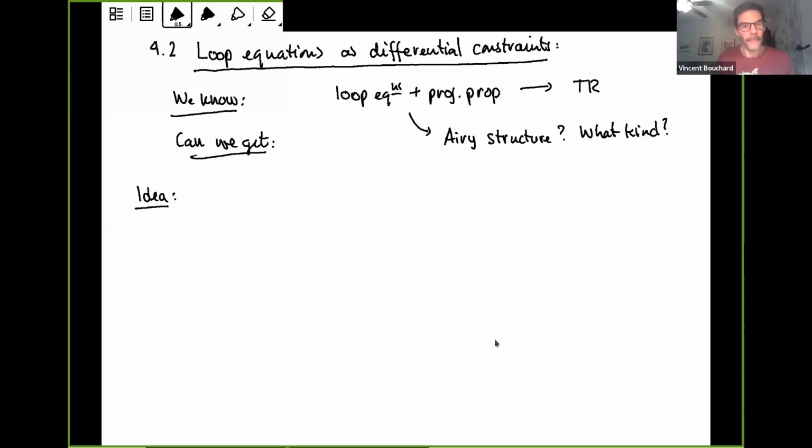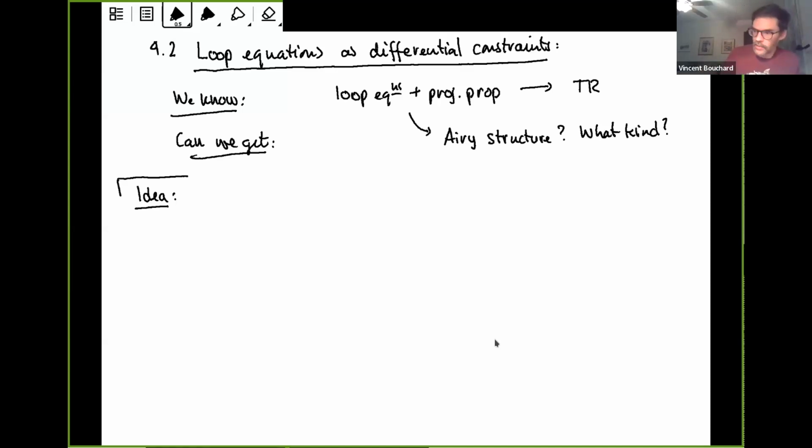Because to solve loop equations as topological recursion, I showed you how to do it. You do have to manipulate the equations quite a bit, especially if you do the channel R. It's some sort of manipulations, but it's not clear why you would have done that if you don't already know the answer in the first place. Well, this is in a way more direct.